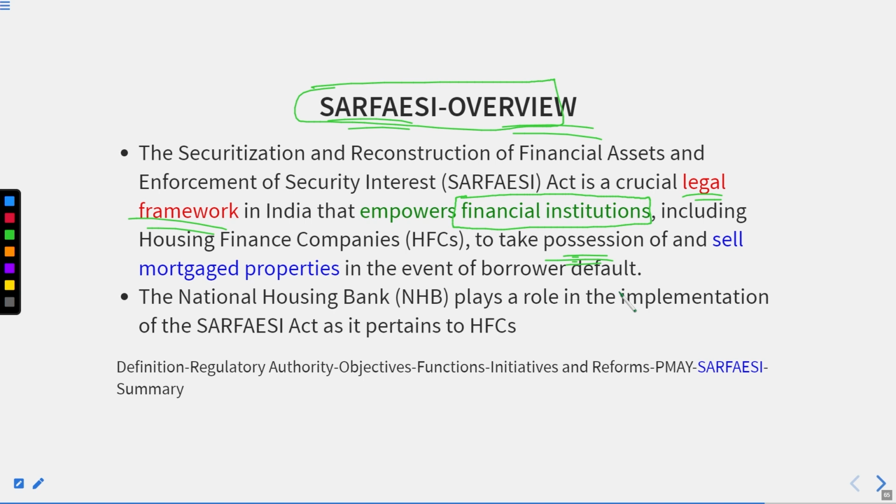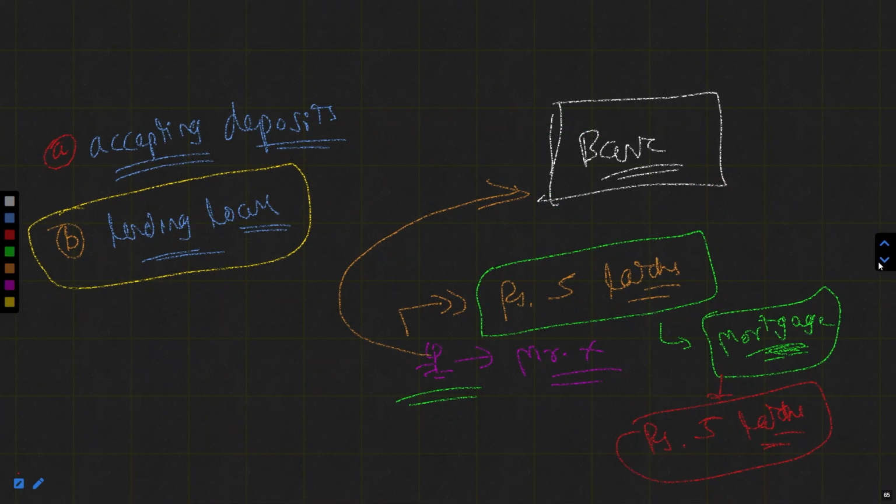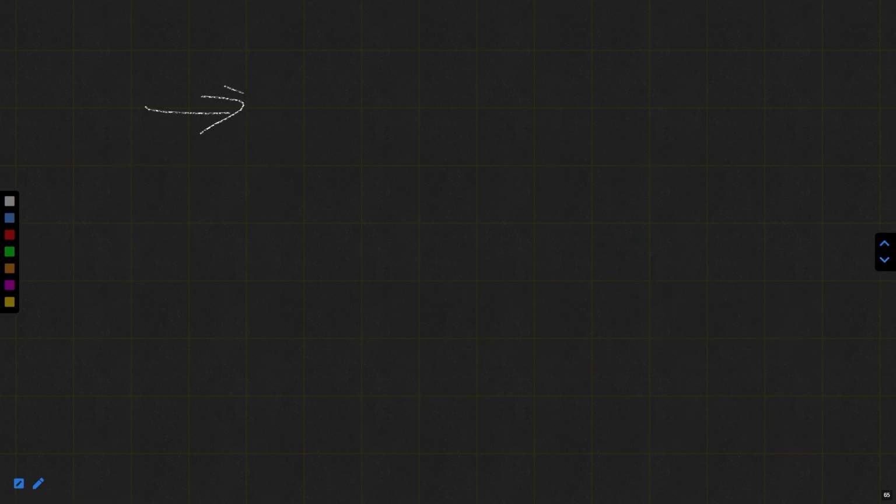For this they have to take possession. If you do not have the ownership, how will you sell it? So first is the possession. It means first the bank will take the ownership of that mortgage and then sell the mortgaged properties in the event of borrower default to recover the amount. The National Housing Bank plays a role in the implementation of the SARFAESI Act as it pertains to the housing finance companies.